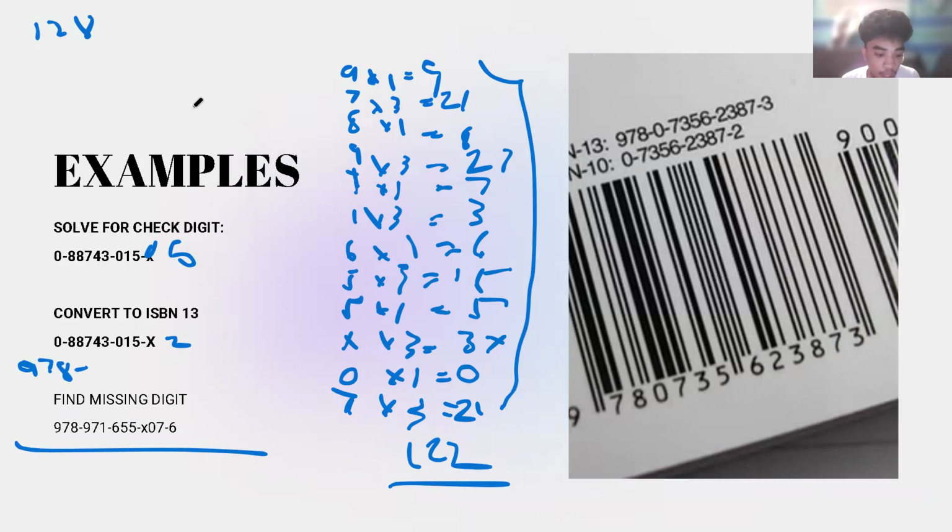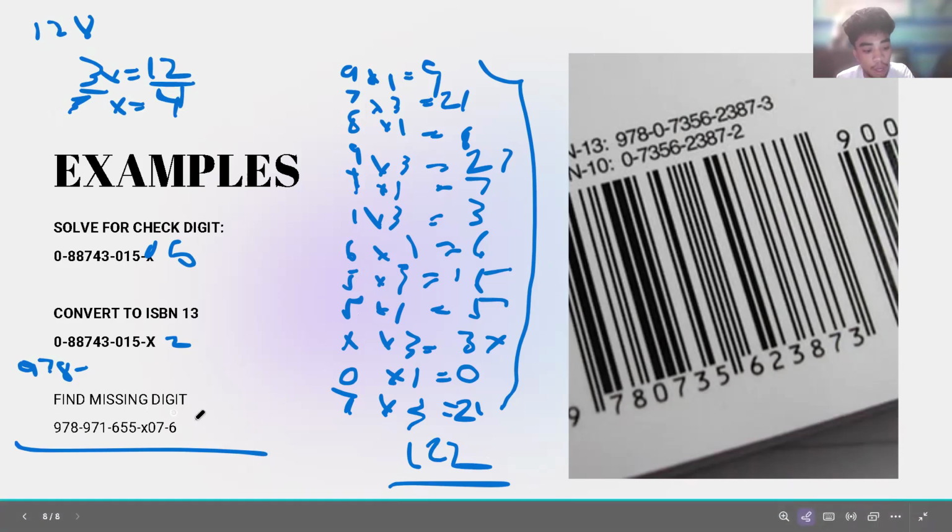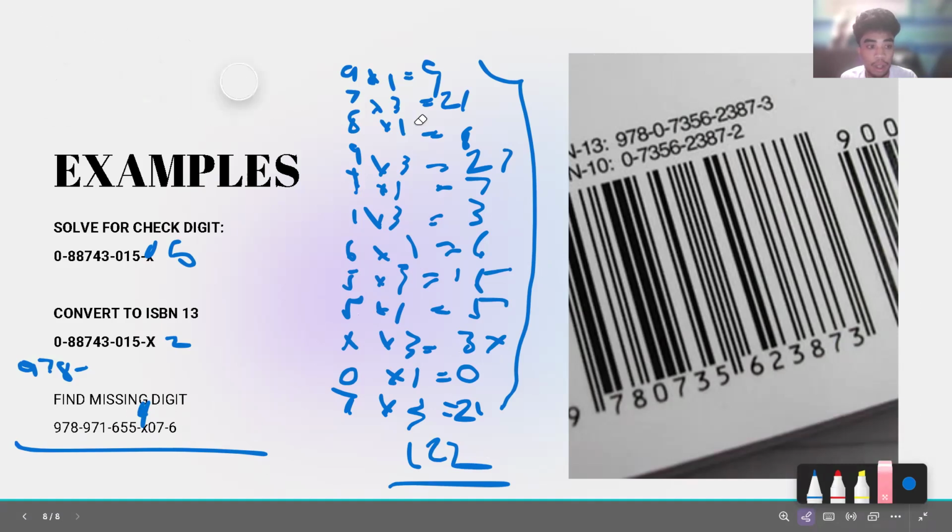So we take the modulo of 128, which is equal to 12. So 3x is equal to 12. Divide both sides by 3, and x is equal to 4. So our missing number is 4. So that's all for this topic. Thank you for watching.